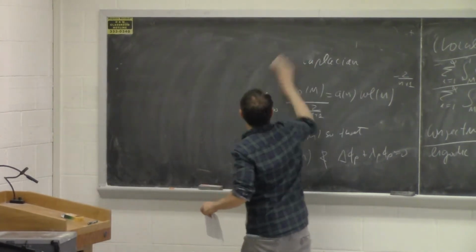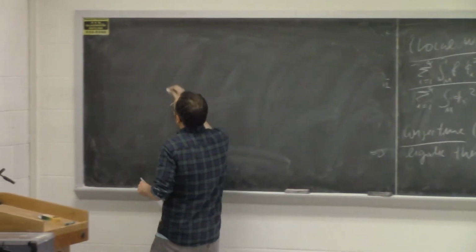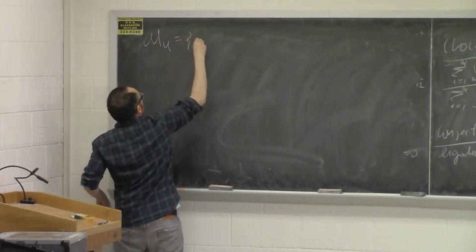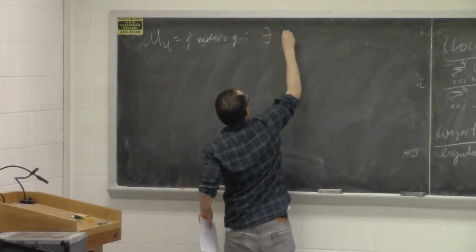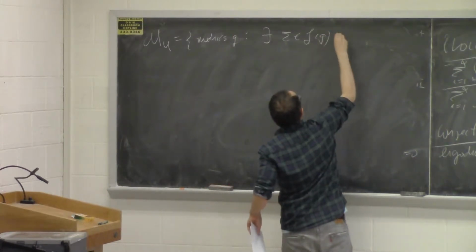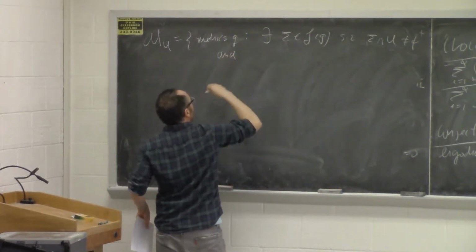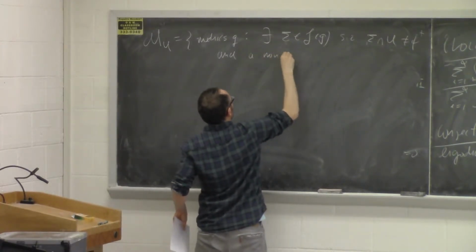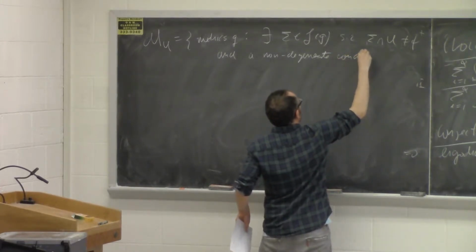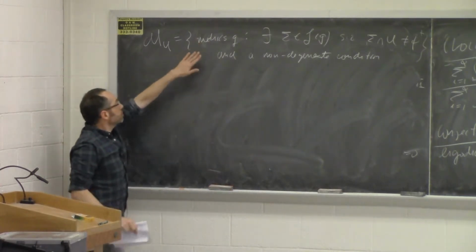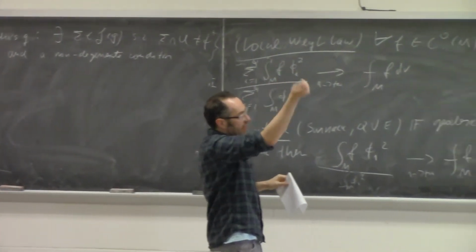To do that, let's look at all metrics for which that property is true. Let's define M of U. This is the set of all metrics G such that there exists a minimal surface sigma with respect to that metric such that sigma intersect U is non-empty, and one more condition, a non-degenerate condition, which we're going to ignore because it's not crucial. The important part is I fix U, and I look at all metrics which have the following property: with respect to that metric, I can find a minimal surface that passes through U.